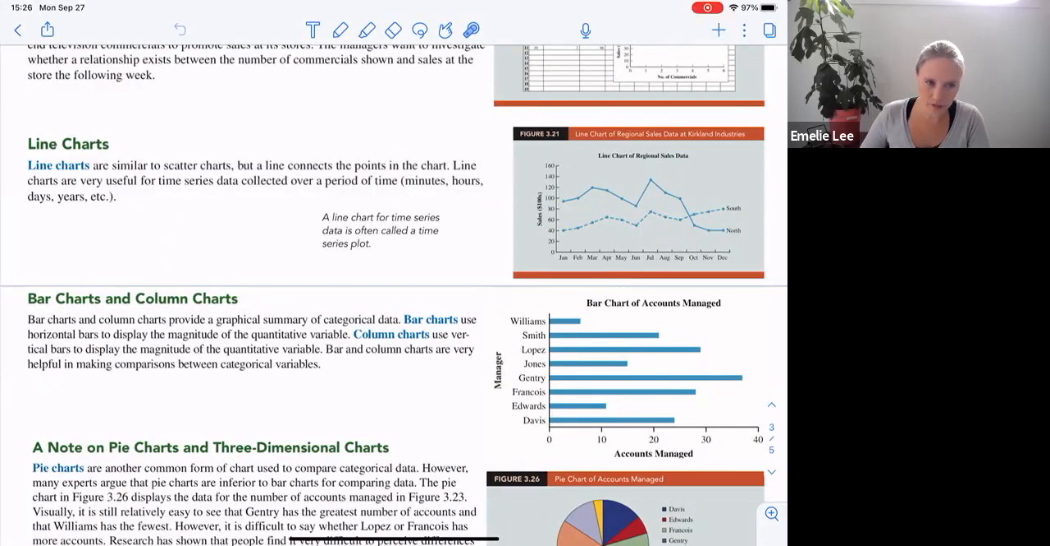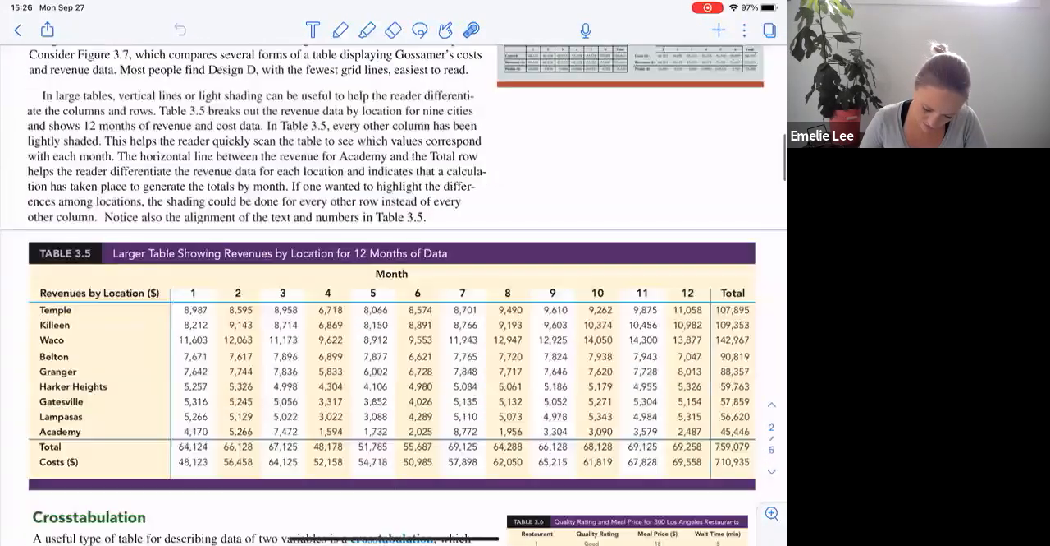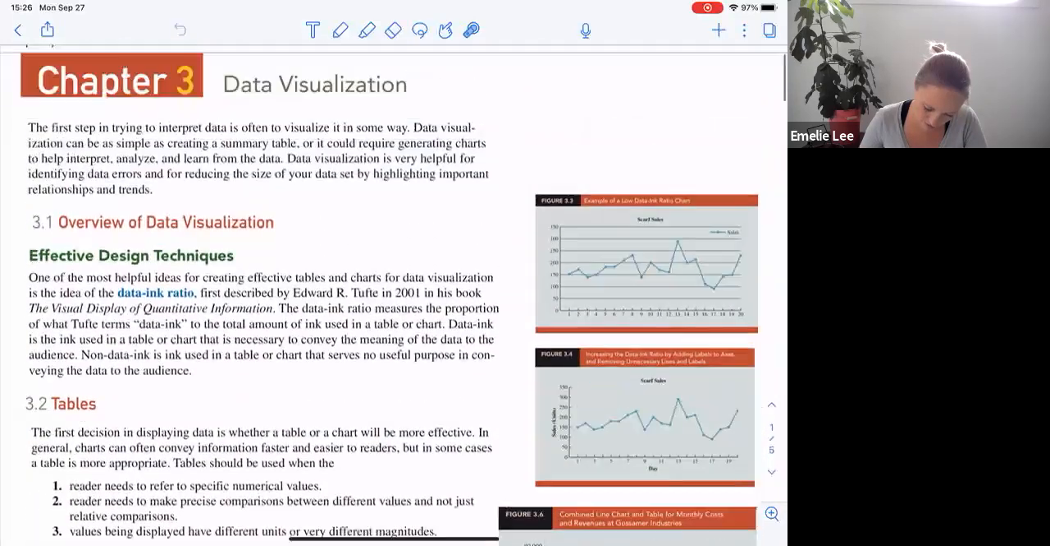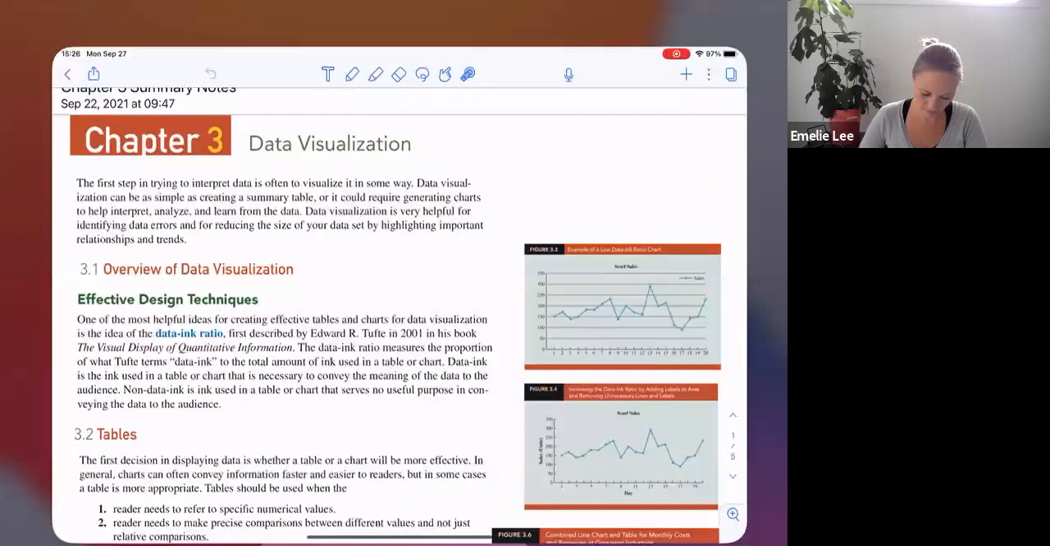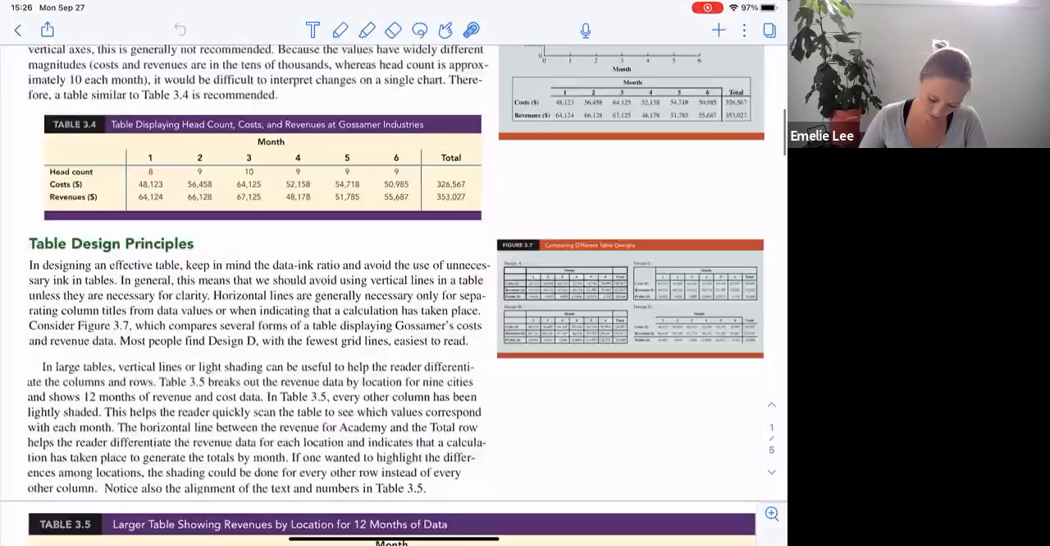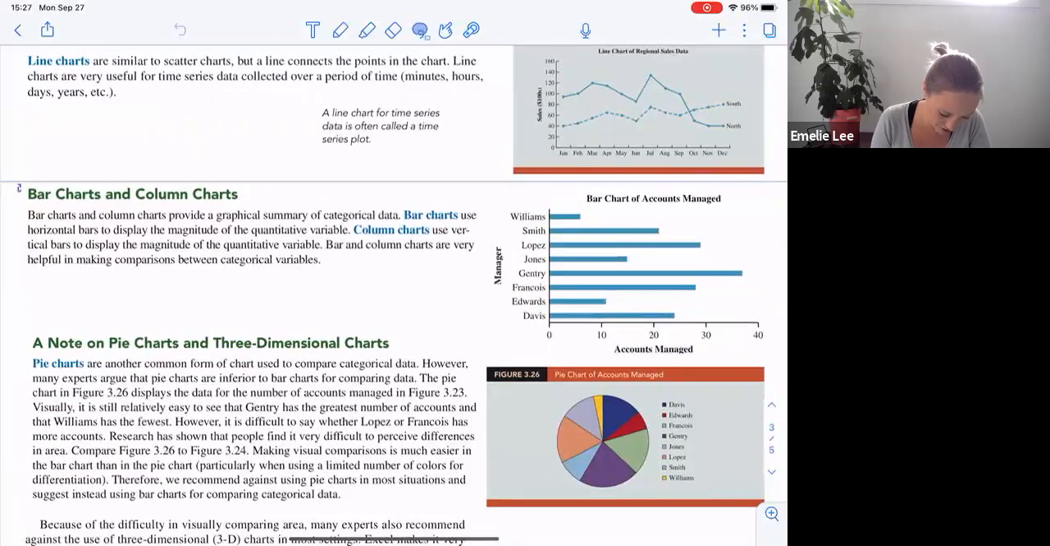Okay, so I feel like we already talked about bar charts, but maybe not. Oh yeah, we started with tables. Then I'm off my rocker, but let's talk about bar charts now.